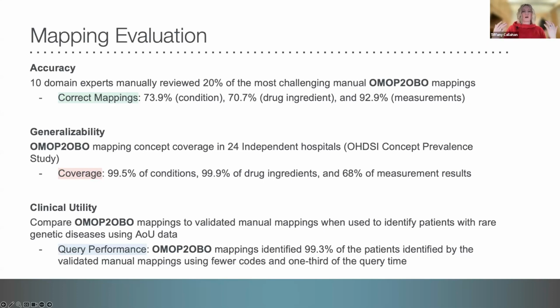So hopefully this gives you some confidence that these mappings are accurate, they're useful, so they cover concepts that are generally used in other institutions besides the ones we built them from, and that they are clinically meaningful in terms of being able to find patients that you intend to find when compared to a gold standard set of mappings.